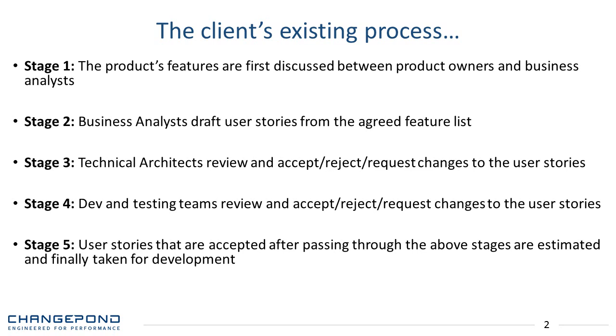In stage 3, technical architects reviewed these user stories, then either accepted them as is, rejected them outright, or requested changes to these user stories. In stage 4, the dev and testing teams also reviewed the stories, and again accepted them as is, rejected them outright, or requested some changes to them. Finally, in stage 5, stories that had passed through all of the above stages were finally estimated and taken for development.